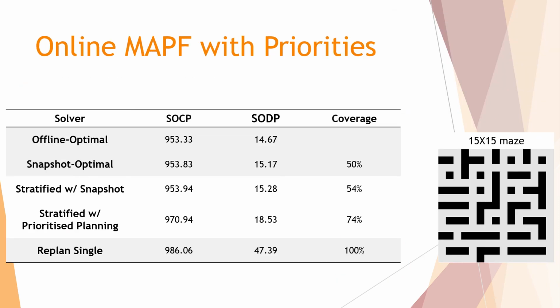We tried solving the same instances using stratified priorities. In one variant, we had stratified priorities use our snapshot optimal solver. In another variant, we had it use prioritized planning. Our results show that stratified priorities fills the gap between snapshot and replan single, and that its performance within that range is determined by the MAPF solver that it uses.